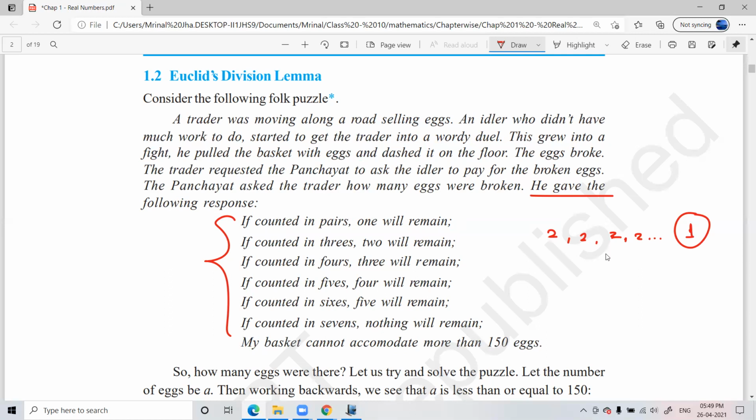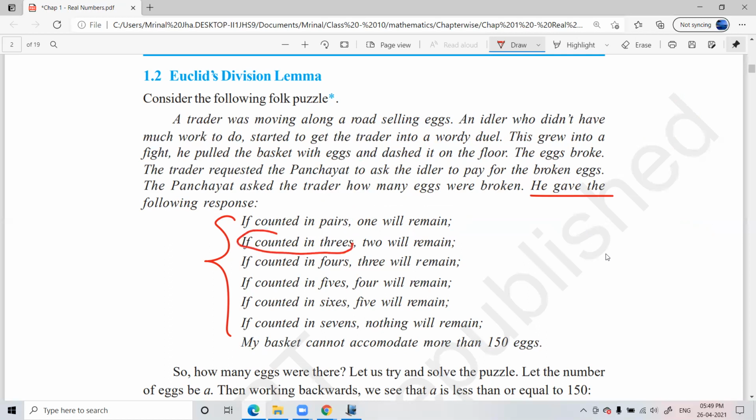Think of a number like 5. You count the numbers in pairs, meaning what? You take 2 of them, another 2 of them, 2 plus 2, 4 is done. One last one will be left alone, right? Makes sense? If he had only 5 eggs, in that case. But here they're saying that whatever the number of eggs, if you counted in pairs, meaning divided by 2, then only 1 will remain.